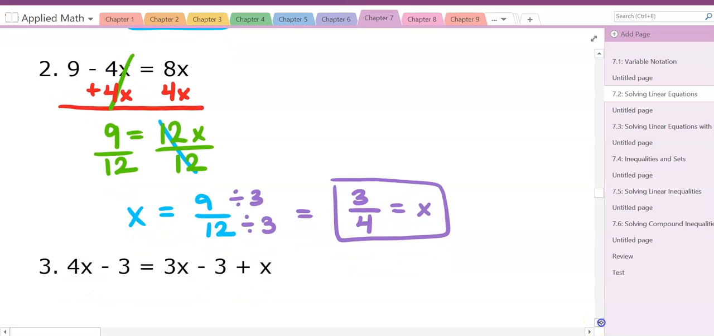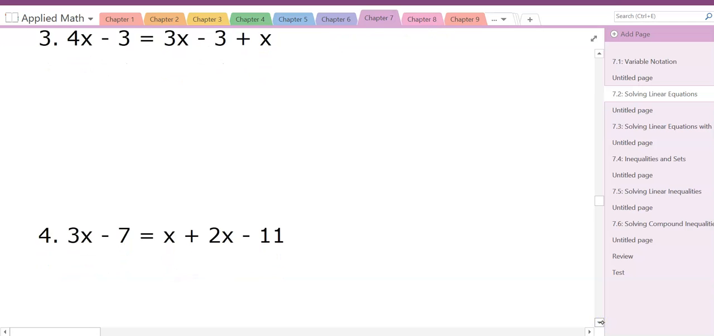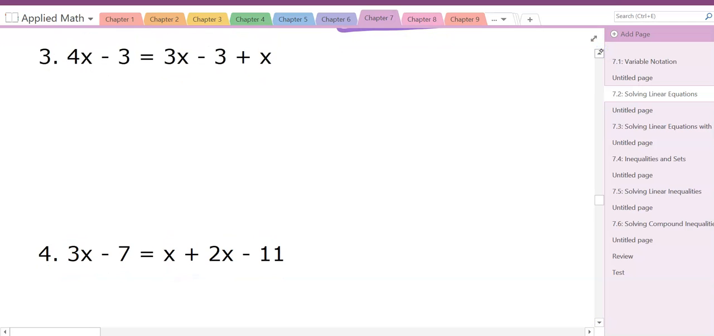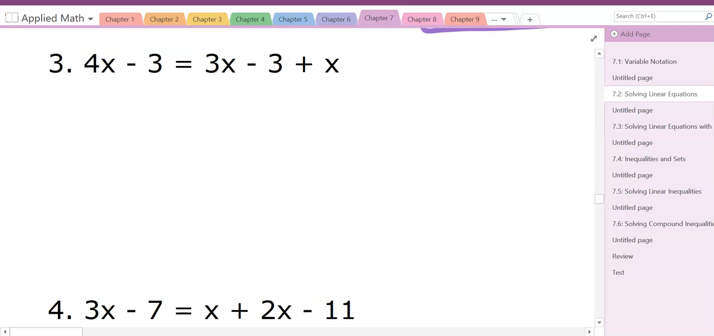Okay, I want to show you guys a couple of special cases here. So for number 3, on the left side, there's really not a lot for me to do. It just says 4x minus 3, so I'm just going to leave this alone. On the right side, though, I have a 3x and I have an x. So those are like terms that I need to combine. So I'm adding 3x and 1x. And there's a 1 there, so that's 4x. And then I still have minus 3.